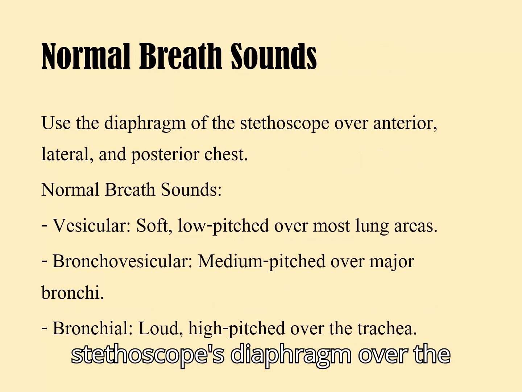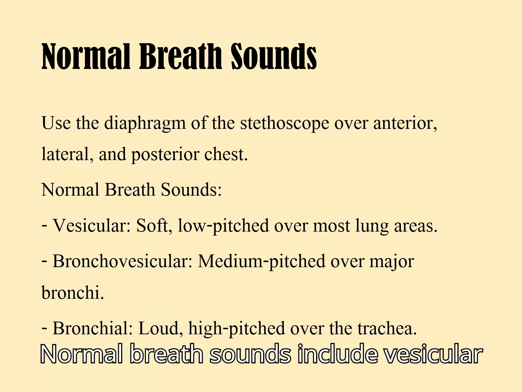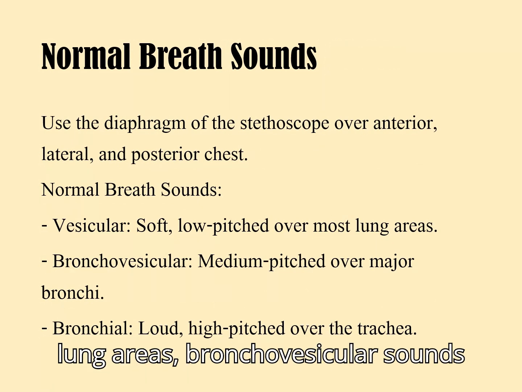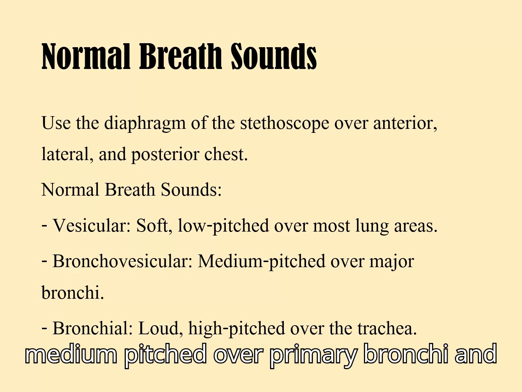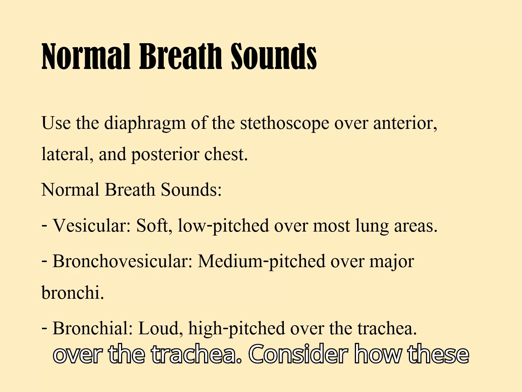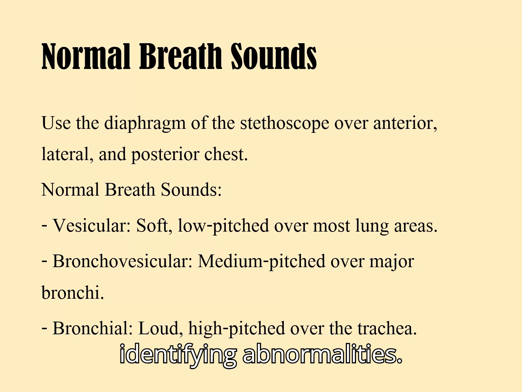Auscultate the lungs using the stethoscope's diaphragm over the anterior, lateral, and posterior chest. Normal breath sounds include vesicular sounds, soft and low-pitched over most lung areas, bronchovesicular sounds, medium-pitched over primary bronchi, and bronchial sounds, loud and high-pitched over the trachea. Consider how these normal findings establish a baseline for identifying abnormalities.